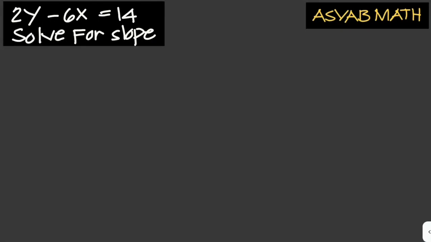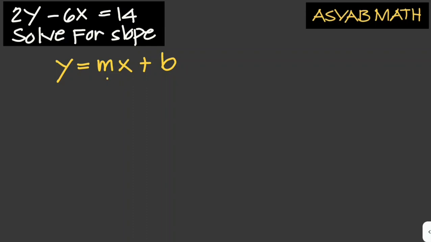Let's solve some math problems here. So we're given this linear equation here, 2y minus 6x equals 14. And we are asked to solve for the slope. So let's recall the standard form of a linear equation, which is y equals mx plus b.